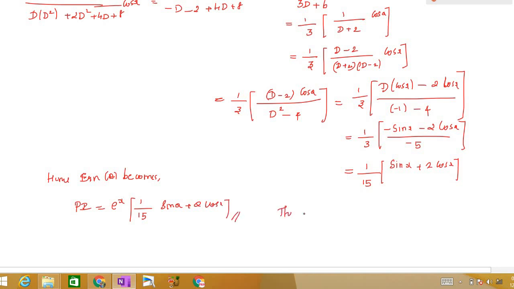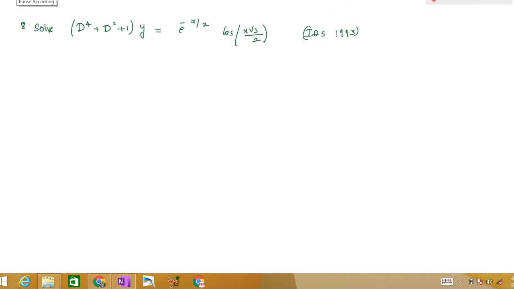Now you can write the general solution: y is equal to complementary function plus particular integral. Now you can add up both the answers. So we have found the particular integral, and we have already found the complementary function. So I'll move on to the 8th problem. We'll continue with the next problem.